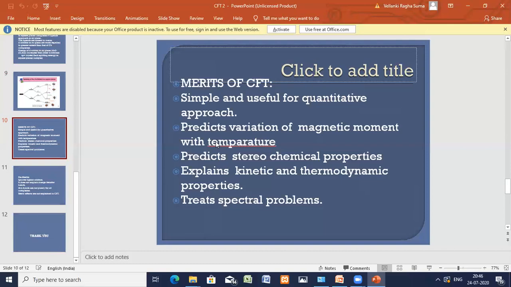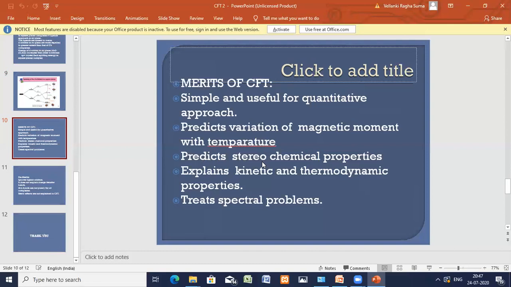It is able to predict the stereochemical properties, such as the orientation of the ligands around the central metal, and how the property of a complex is changing. So we are able to predict the stereochemical properties using CFT. And next, it is able to give the kinetic and thermodynamic properties.